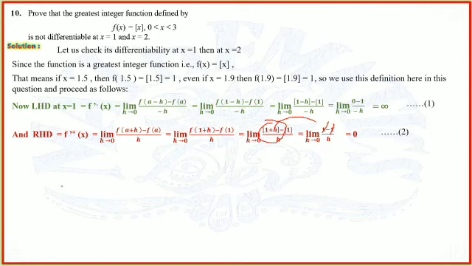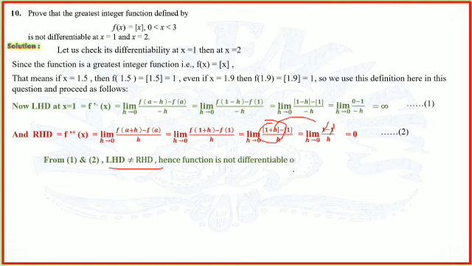From 1 and 2, it's clear that the left hand derivative is not equal to the right hand derivative. Therefore the function is not differentiable, or derivable, at x is equal to 1.